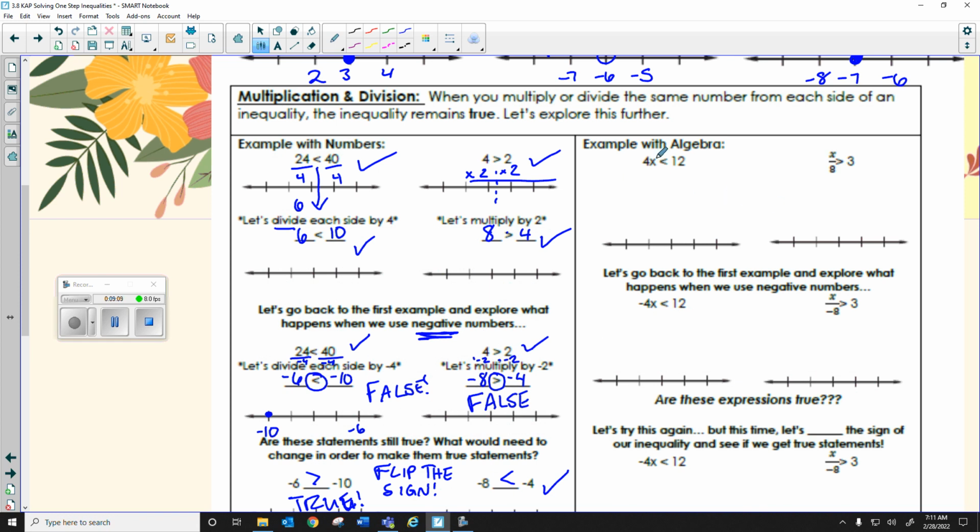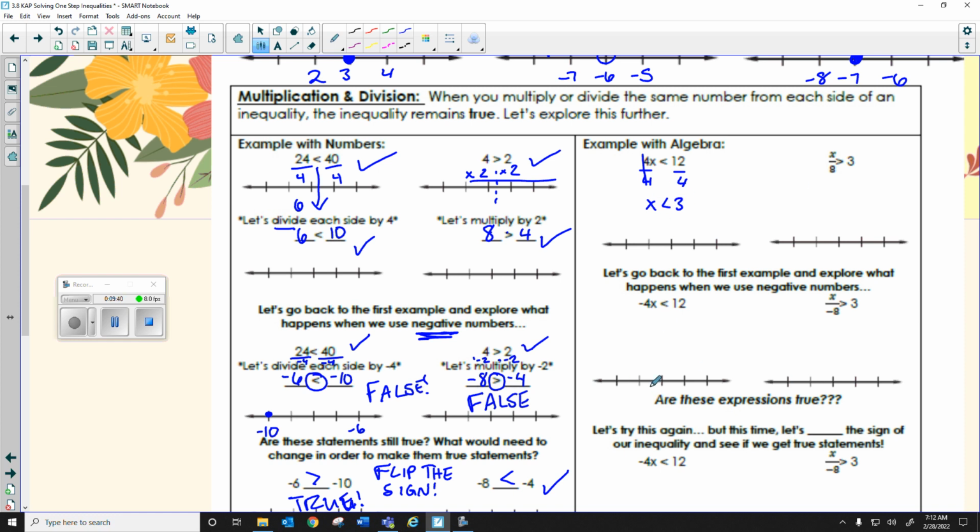Maybe I'll do this first one with you. Again, x, what's happening with 4 and x? They're getting multiplied, so I want to divide both sides by 4. 4 divided by itself cancels out. I'm left with x is less than 3. If you're unsure, you can always plug in a number. So something that's less than 3, let's say 2. 4 times 2, is that less than 8 or less than 12? Yes. I didn't need to flip the sign, so I'm good.